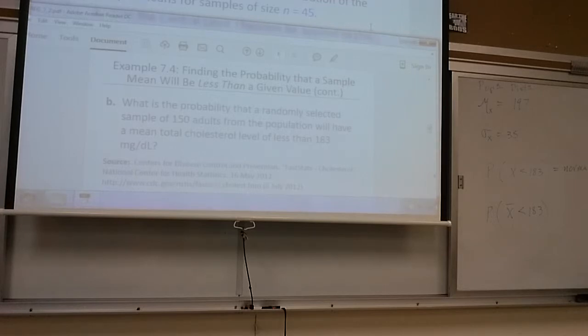Now lower bound: it says x bar less than 183. So lower bound is still negative infinity. So you're good there. And then the upper bound of the region is 183. Now what's the mean? The mean of the sampling distribution is the same as the mean of the population. It's going to be 197. Now the standard deviation is sigma over the square root of n.